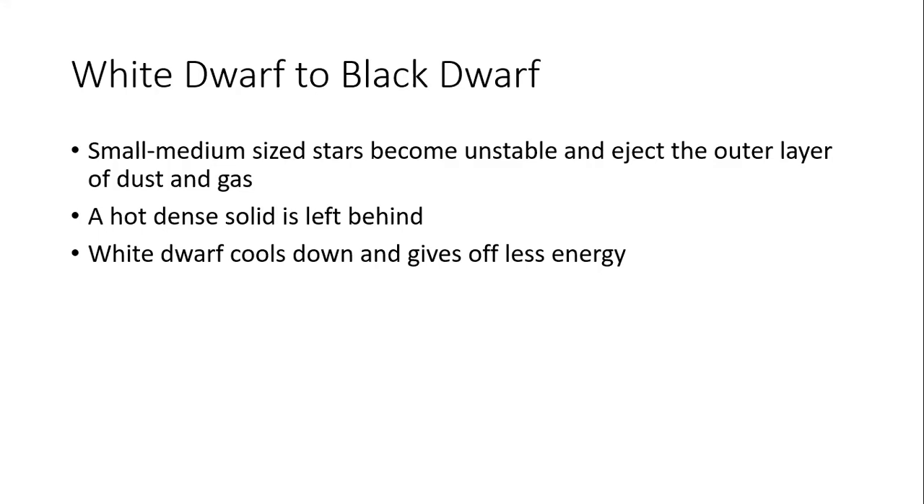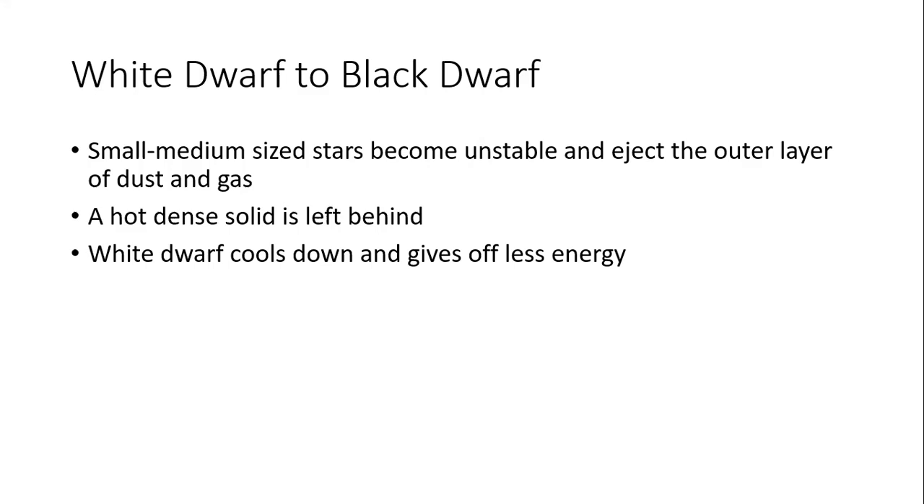And then what's left behind is a very hot, dense, so heavy, solid. That's what's left behind after it ejects out the dust and gas. When it cools down, it then turns black, and that's what we call a black dwarf. It cools down and then gives off less energy. That's why the black dwarf itself is black, and it's not actually white at this stage. So it turns white first, then turns black afterwards.